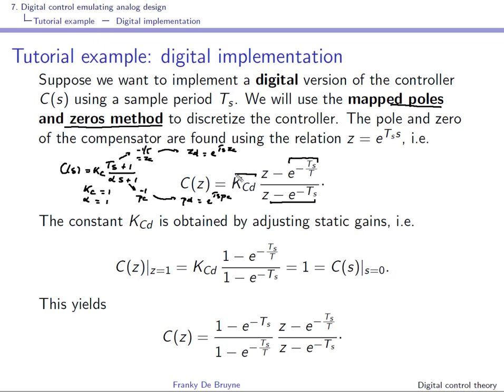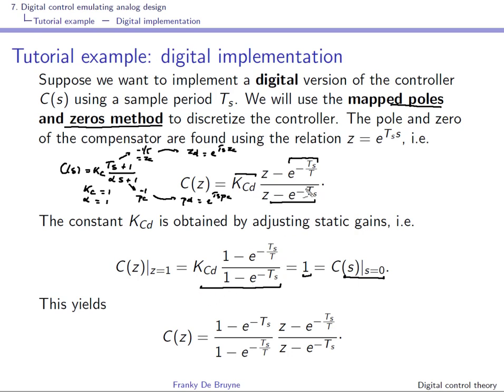We have a gain here, and the gain is adjusted in such a way that the static gain of this controller corresponds to the static gain of the original controller. You can very easily see that the static gain of this controller is 1. You simply replace s by 0, Kc by 1 and alpha by 1, and indeed you see that this static gain is 1.